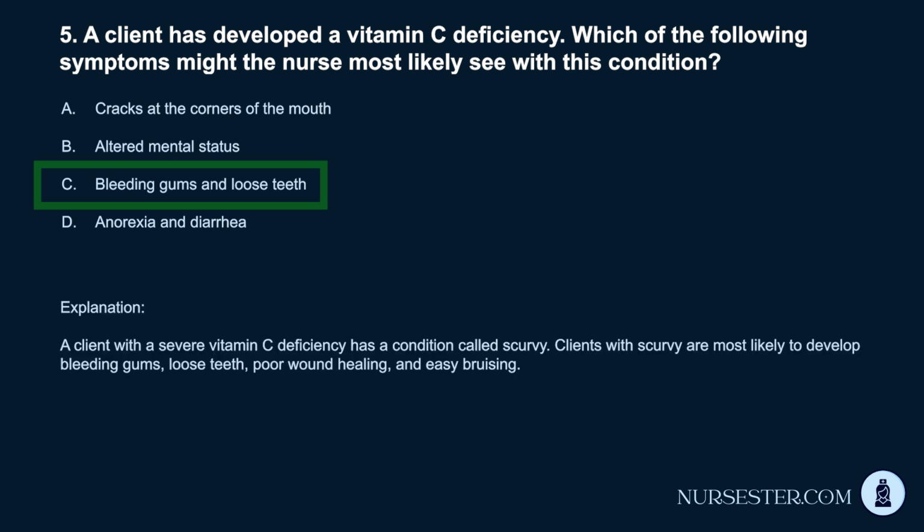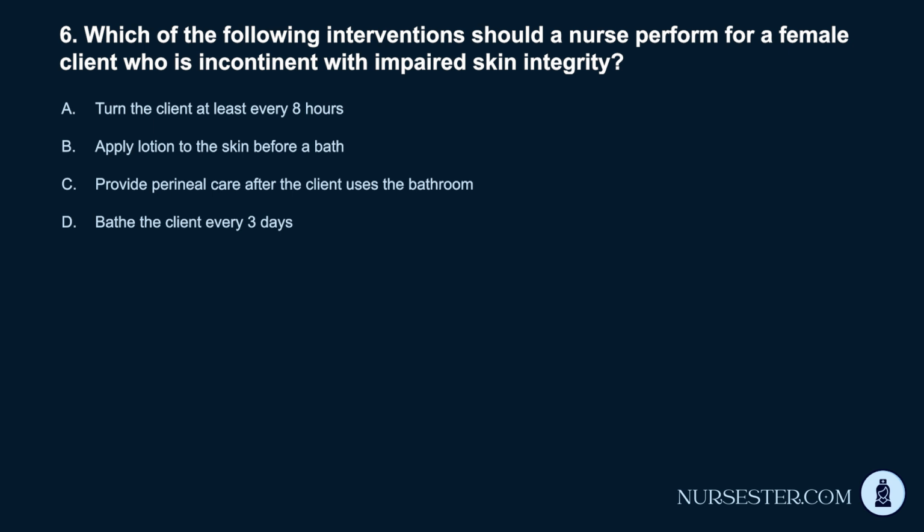A client with a severe vitamin C deficiency has a condition called scurvy. Clients with scurvy are most likely to develop bleeding gums, loose teeth, poor wound healing, and easy bruising. 6. Which of the following interventions should a nurse perform for a female client who is incontinent with impaired skin integrity? A. Turn the client at least every 8 hours. B. Apply lotion to the skin before a bath.